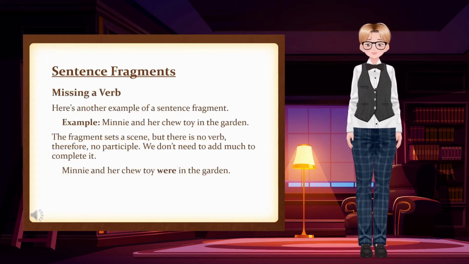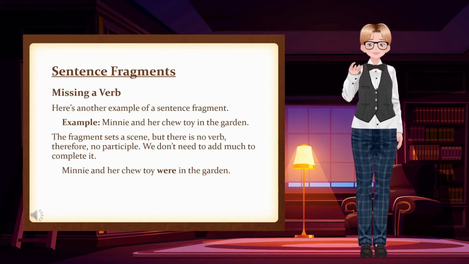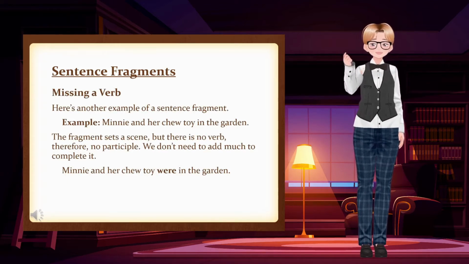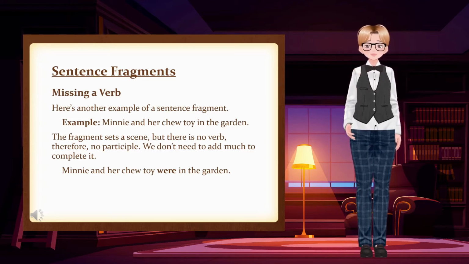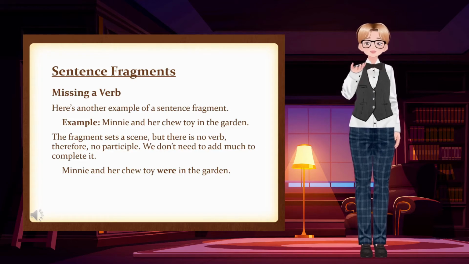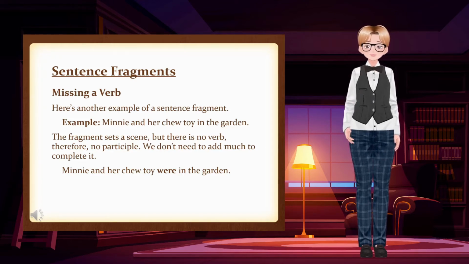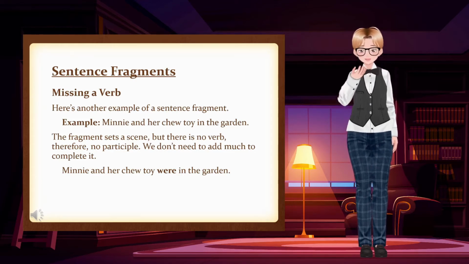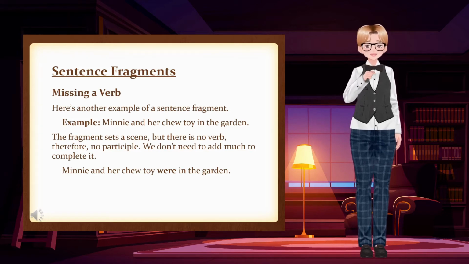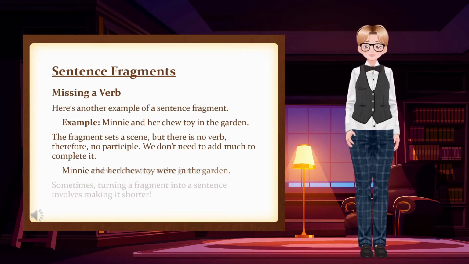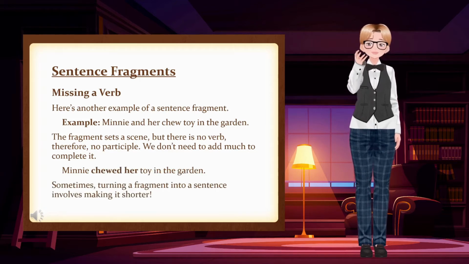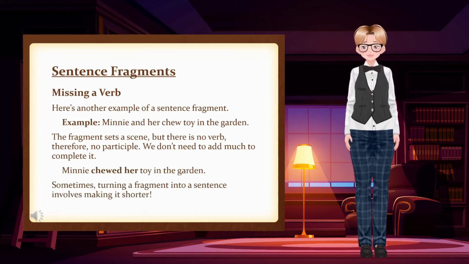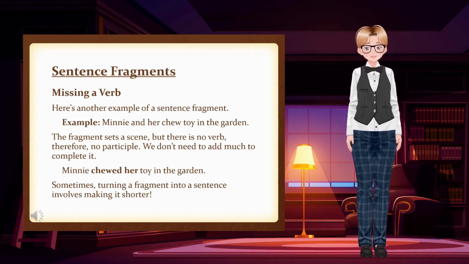Missing a verb. Here's another example of a sentence fragment. Minnie and her chew toy in the garden. The fragment sets a scene, but there is no verb, therefore no participle. We don't need to add much to complete it. Minnie and her chew toy were in the garden. Or, Minnie chewed her toy in the garden. Sometimes turning a fragment into a sentence involves making it shorter.